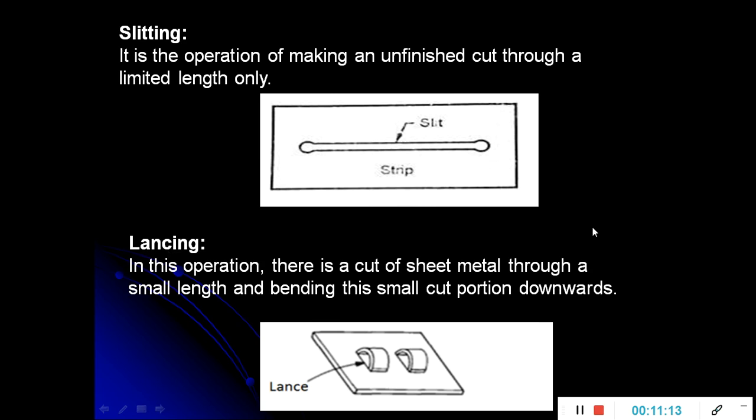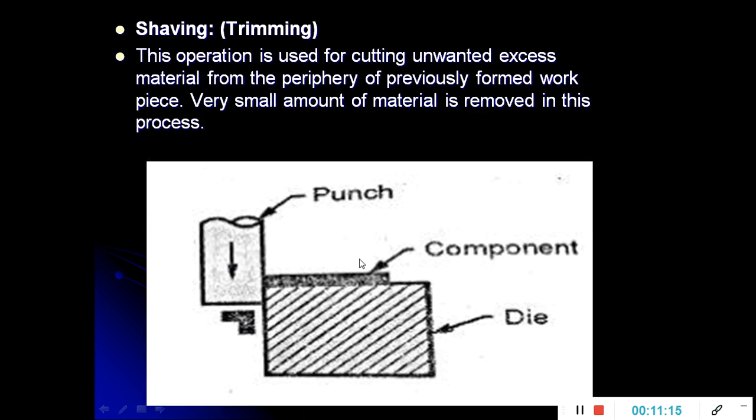Coming to the trimming or shaving operation, in which the unwanted part is removed from the end of the workpiece or component. After some forming operation, some unwanted material remains at the end of the component, and that unwanted material is removed with the help of a punch and die. Here the punch similarly applies pressure on the component, and the unwanted material is cut as shown in the figure. It also consists of a punch and die.